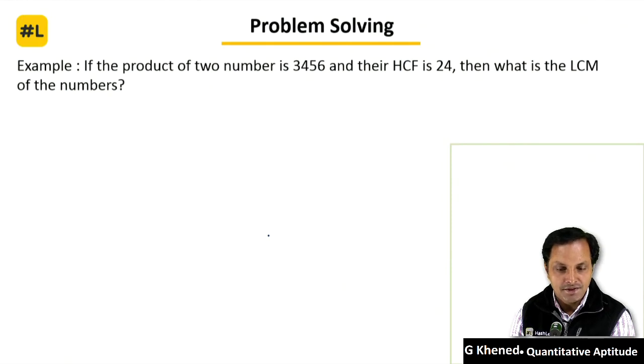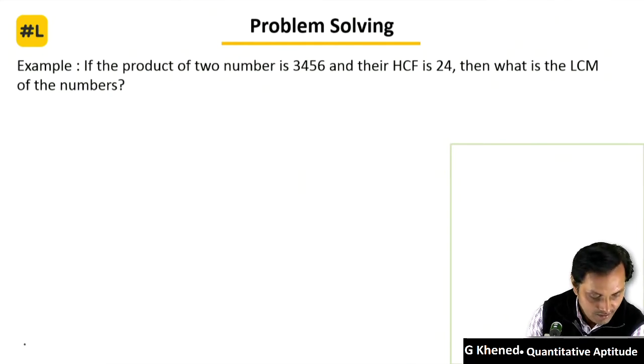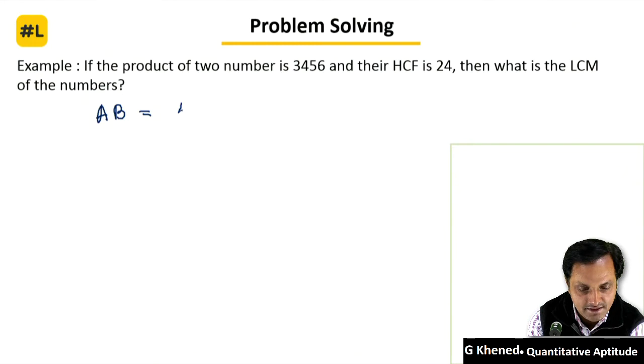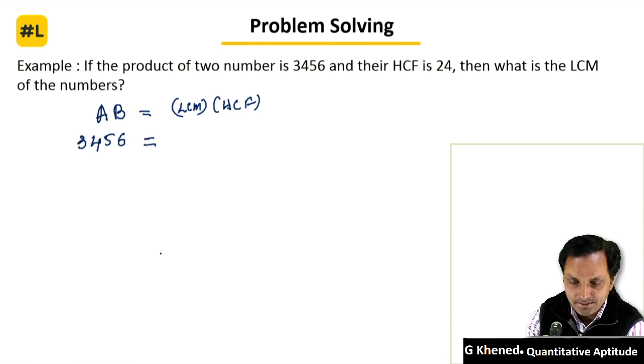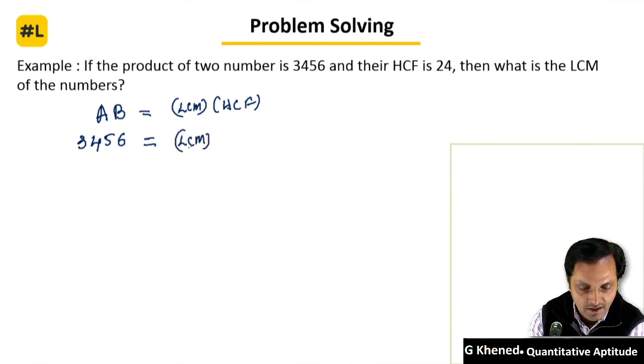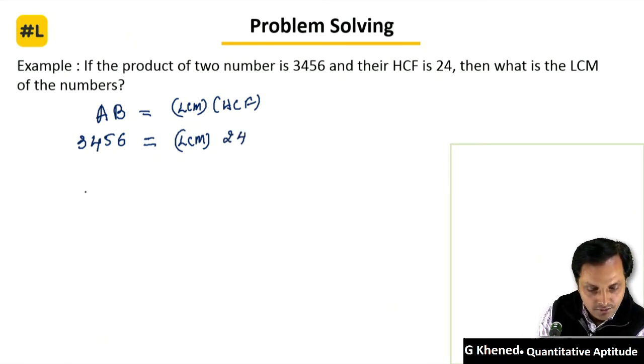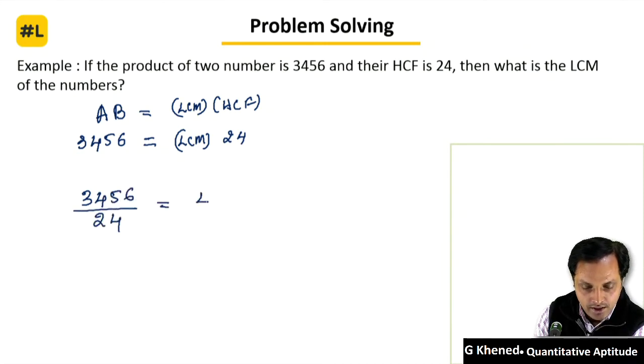If the product of two numbers is 3456 and their HCF is 24, what is their LCM? You know that the simple rule is, if A and B are the two numbers, A into B is LCM into HCF. The product of two numbers is 3456, and their HCF is 24, and we need to find LCM. You can always cancel, so 3456 divided by 24.